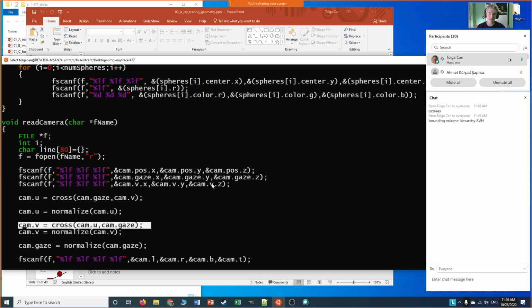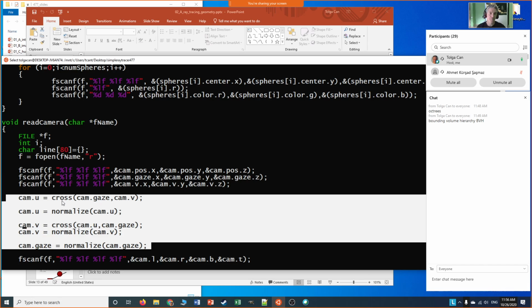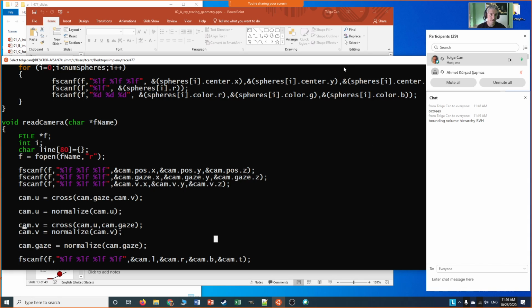The input v, which was not actually orthogonal in the first place, is corrected now to be orthogonal to both u and the gaze. I normalize it. The gaze is also normalized. Now at this point, I have my three vectors that define the eye position and its coordinate axes. All right. So, any questions about this?